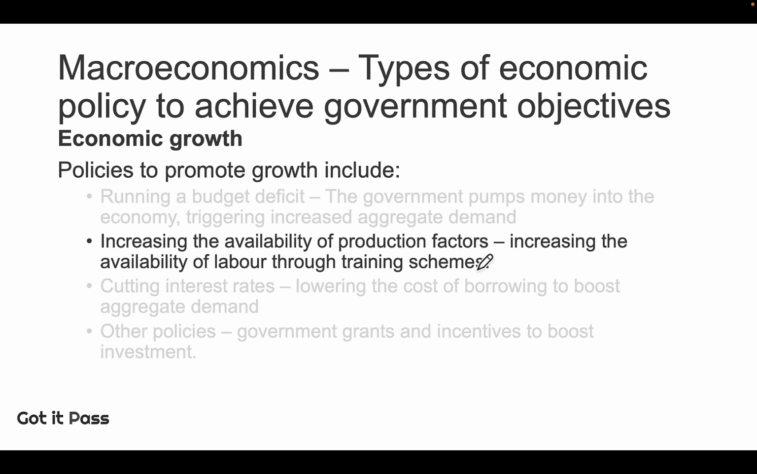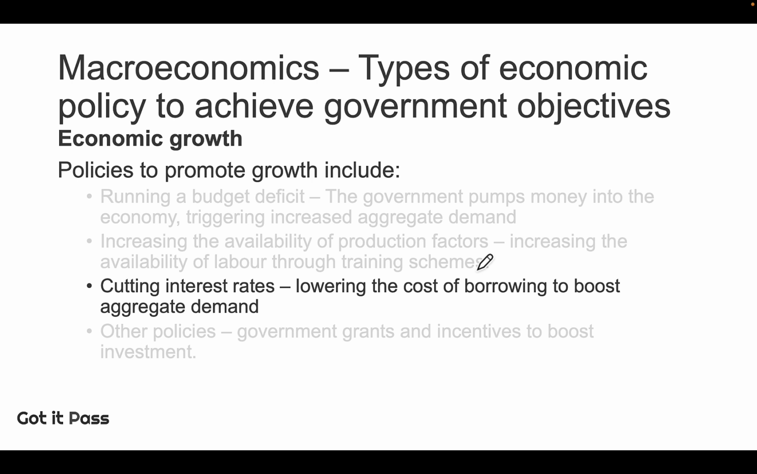Next, government could increase the availability of production factors. That means increasing the availability of labor through training schemes or importing the laborers from other countries to fill up the supply gap of those factors of production like labor. It is a kind of monetarist view because it improves the supply side in the economy in order to improve the economic activity or to promote economic growth.